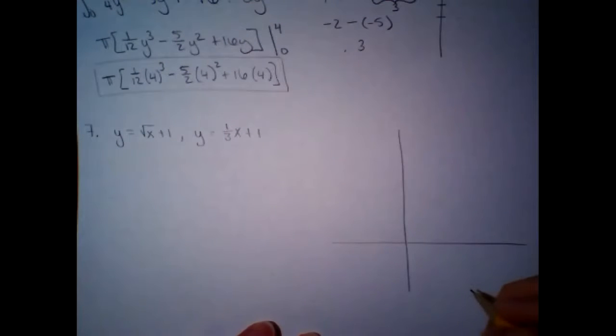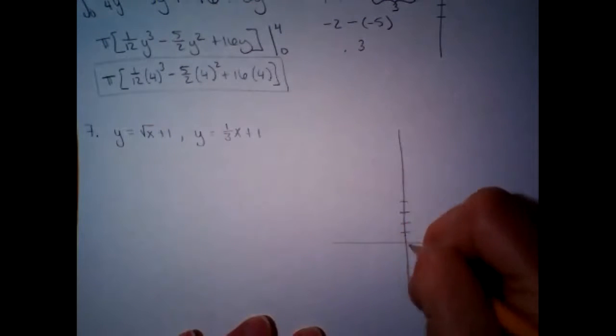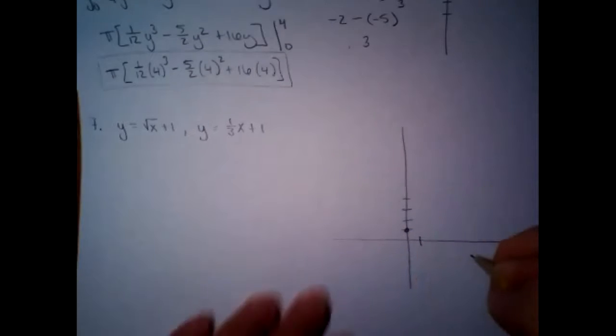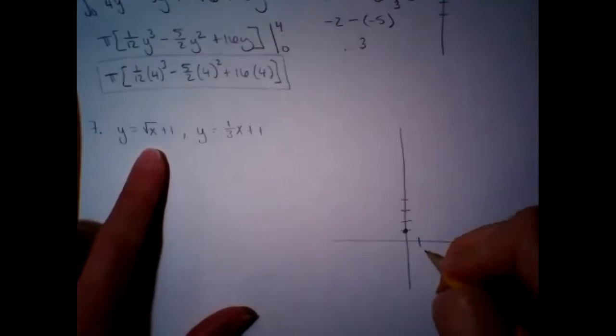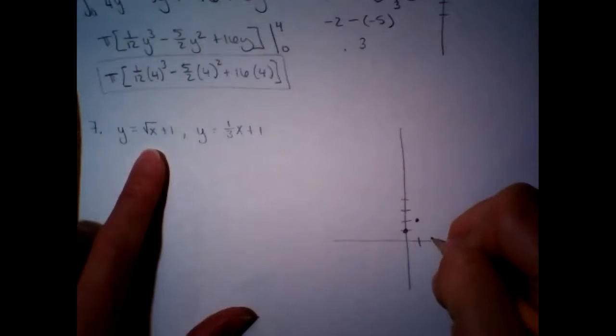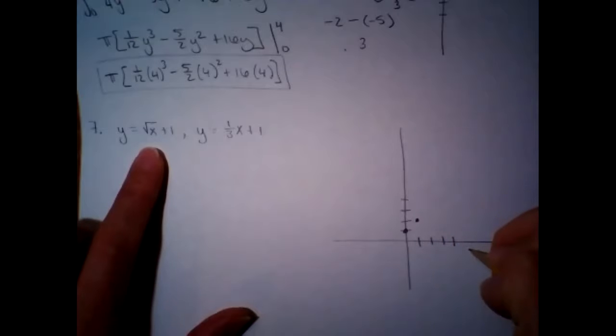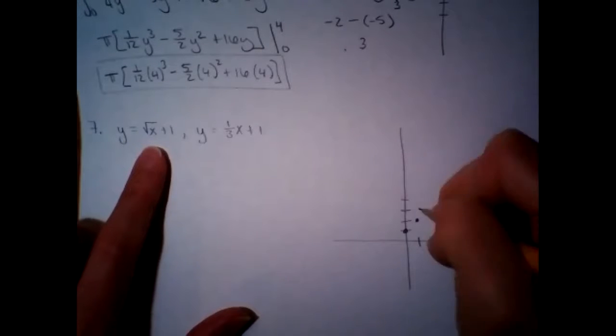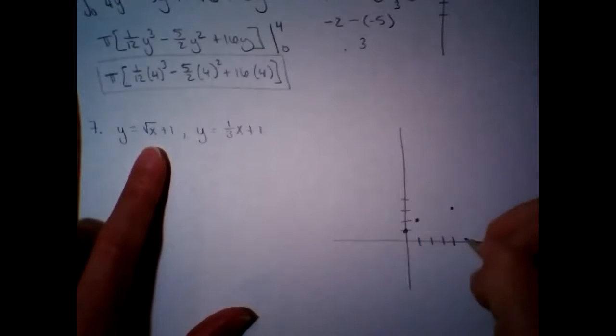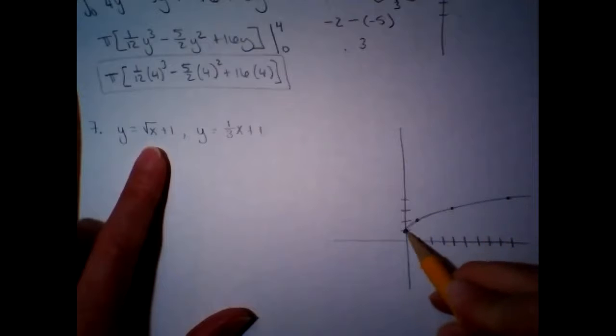So y equals square root of x plus 1. That's going to start at 0, 1. And then let me just plug in some numbers that are perfect squares. If you plug in 1, you're going to get 2. If you plug in 4, you're going to get 3. And if you plug in 9, you're going to get 4. Right, so something like that.